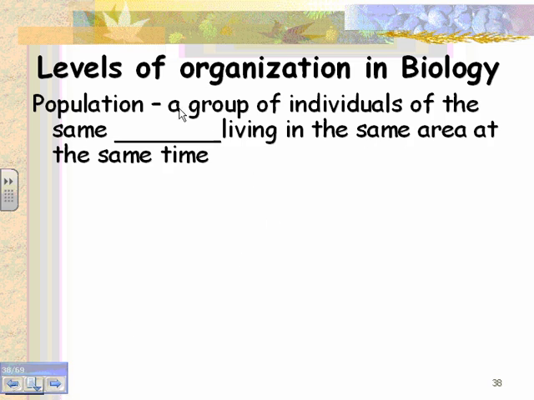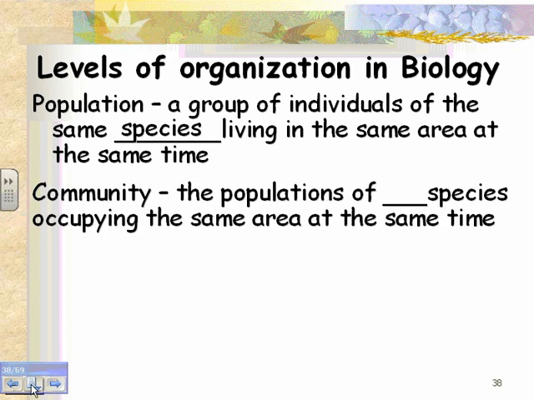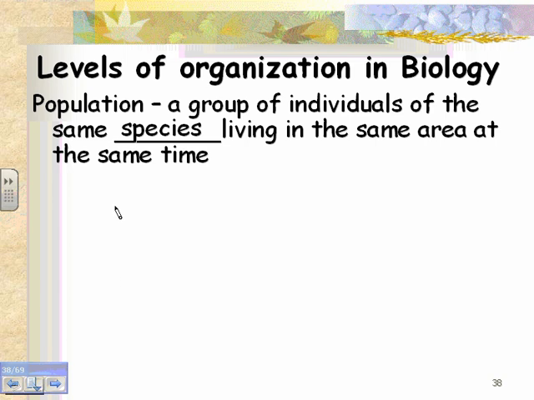Now we're going to go beyond the individual level. Population is the next one. This is a group of individuals of the same species living in an area at the same time. A species is any group of organisms that can reproduce together. So for example, it would be a population of termites in my backyard, or a population of gorillas living in Kenya, I don't know where they live.